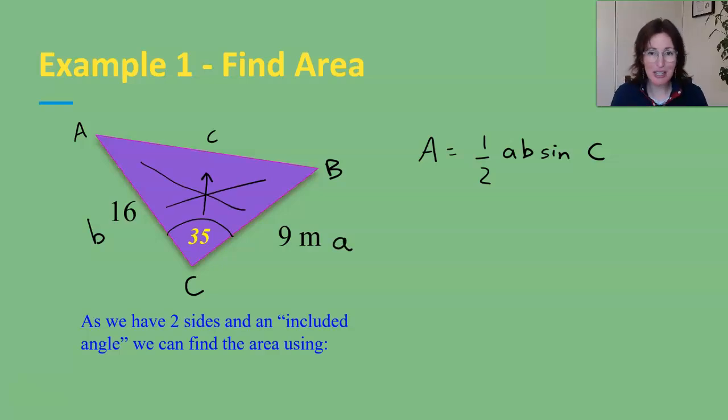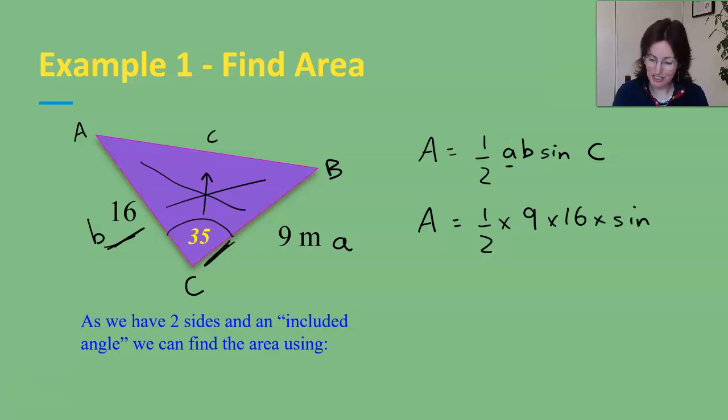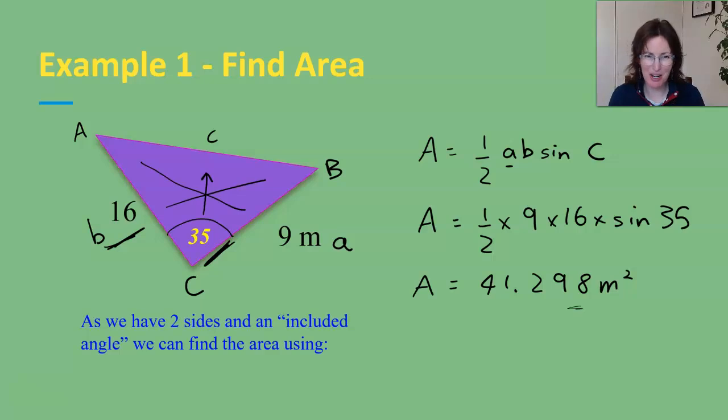Now we can substitute them into our formula here. Capital A for area is equal to a half times by A, which is 9, times by B, which is 16, times by sine of C, and that's our angle of 35. Making sure your calculator is in degrees, and the answer that you would get for that is 41.298 meters squared. We usually go to 1 or 2 decimal places. I just happen to have gone to 3 this time round.